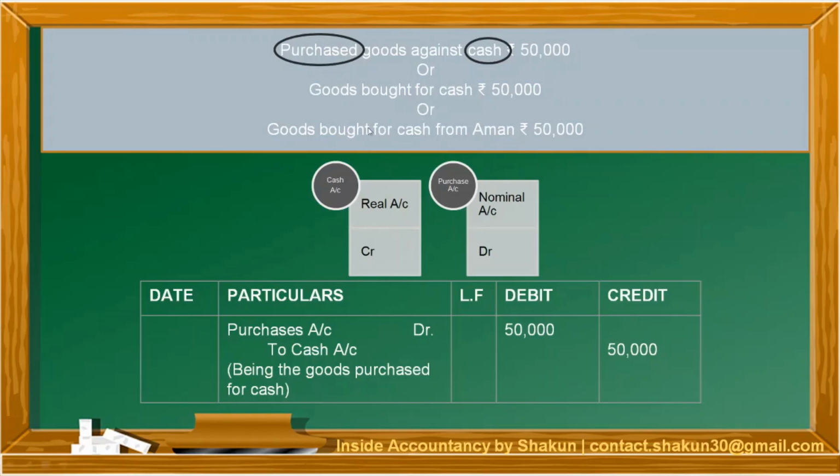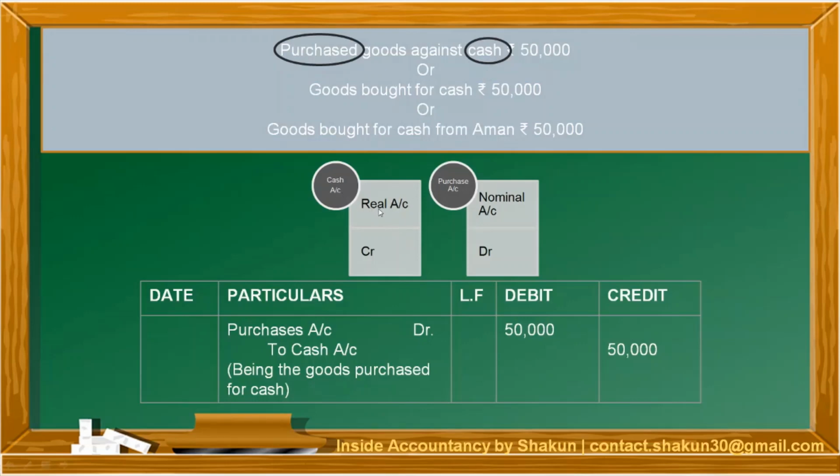Now, in the last transaction also, the accounts which are identified are purchases, since goods were bought, and cash. Why cash? Because even though we have purchased from Aman, it has been specified that the payment has been made. Since the payment has been made, we identify the cash account. So in a transaction, when the name is given, but along with that cash is also mentioned, then we always identify the cash account. Okay, so two accounts are identified: purchases account and cash account.